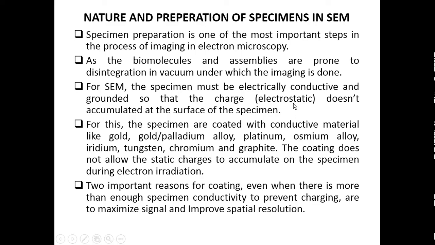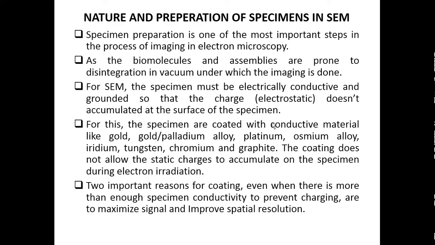I told you at the time of explanation in the previous session that the specimen is usually covered with a heavy metal like gold, molybdenum or platinum. So why is it done? This is the main reason. For SEM, the specimen must be electrically conductive and grounded so that electrostatic charge doesn't accumulate at the surface of the specimen, because the electron beam is hitting over the surface of the specimen. That is the film, nanofilm.